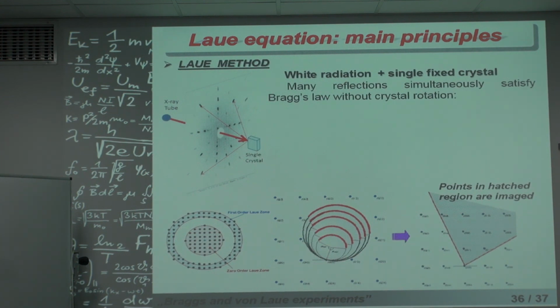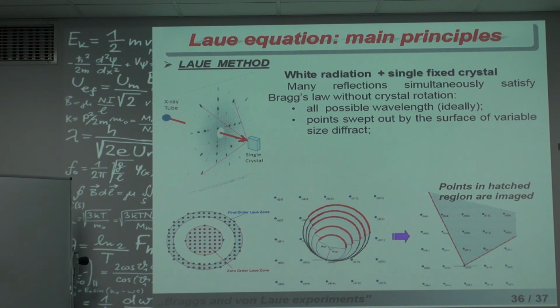So that is how Laue conducted his experiments. We have a crystal, and the idea is pretty much the same. We have the crystal, the slit, and a source of X-rays, an X-ray tube. Only we are using white radiation on a single fixed crystal. Only the points in the hatched region on the Ewald sphere are imaged on the slit. So all possible wavelengths, a choice of variable sphere size, diffract at a finite camera angle.